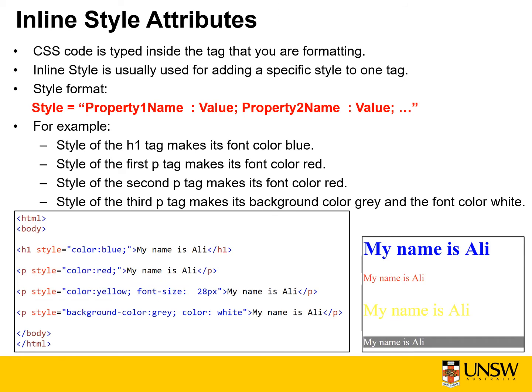In order to use inline style, the style attribute should be typed inside the tag that you want to apply a style for. You should type style equal and open a double quotation. Then type the style name followed by a colon and its value, and finally add a semicolon. For example, if you want to change the background color of a p tag, you should type style equal double quotation background color colon and the name of the color and close it with a semicolon.